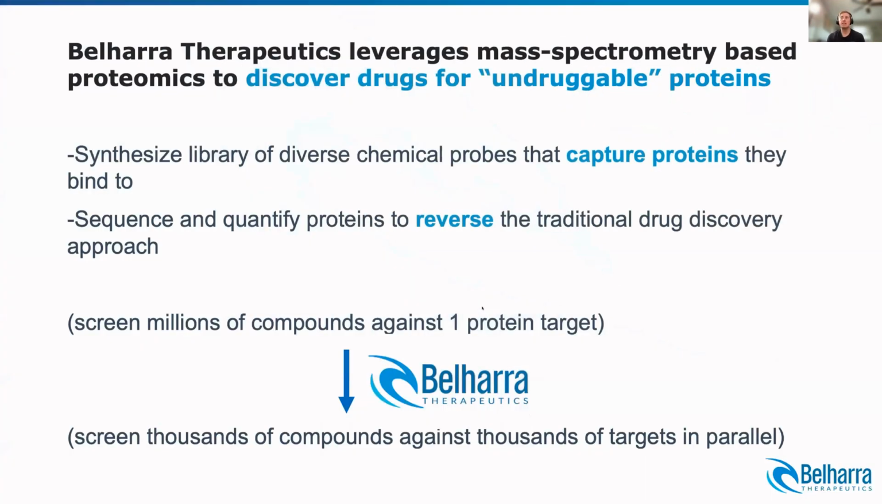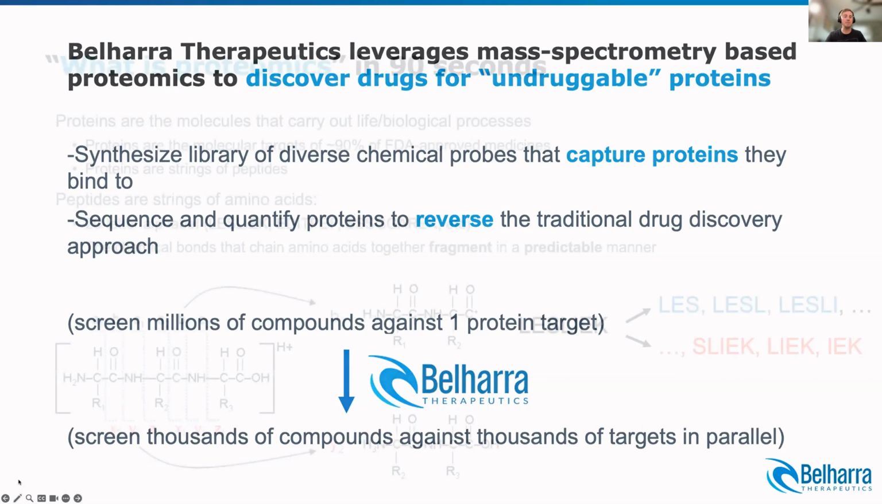At Belharra Therapeutics, we leverage mass spec-based proteomics to discover drugs for undruggable proteins. What this means in practice is that we synthesize a library of diverse chemical probes that capture proteins they bind to. We can then extract these proteins from the sample, sequence and quantify them, and this essentially allows us to reverse the traditional drug discovery approach. Whereas you might typically screen millions of compounds against one protein target, we instead screen thousands of diverse compounds against thousands of targets in parallel to discover new drug-protein interactions.